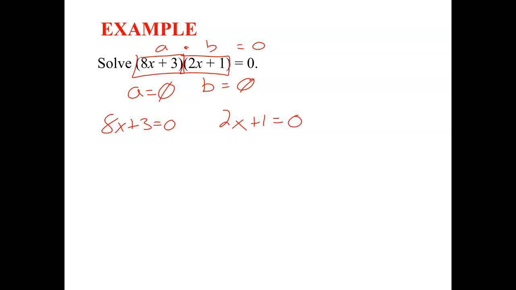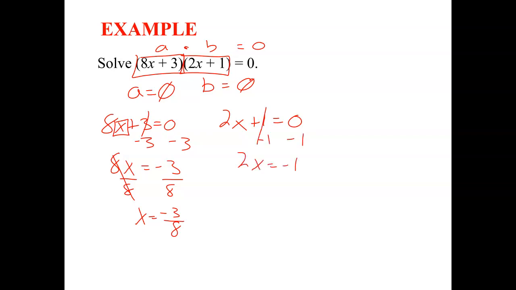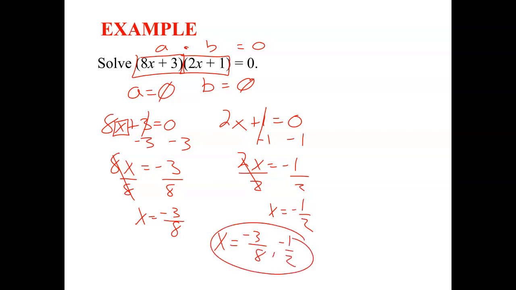All right, so now we just got to go back to solving our equations. 8x plus 3 equals 0. How do I solve for my x? Subtract 3. And then? Easy enough? Okay. 2x plus 1 equals 0. Subtract 1. Divide by 2. My values of x are negative 3/8 and negative 1/2.